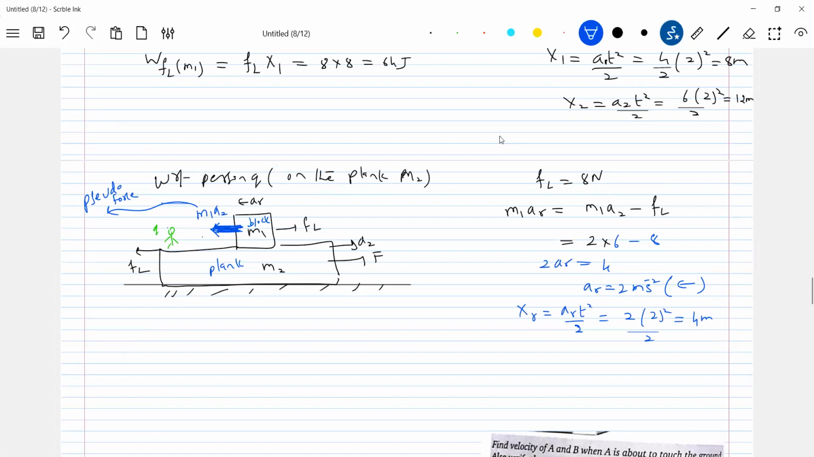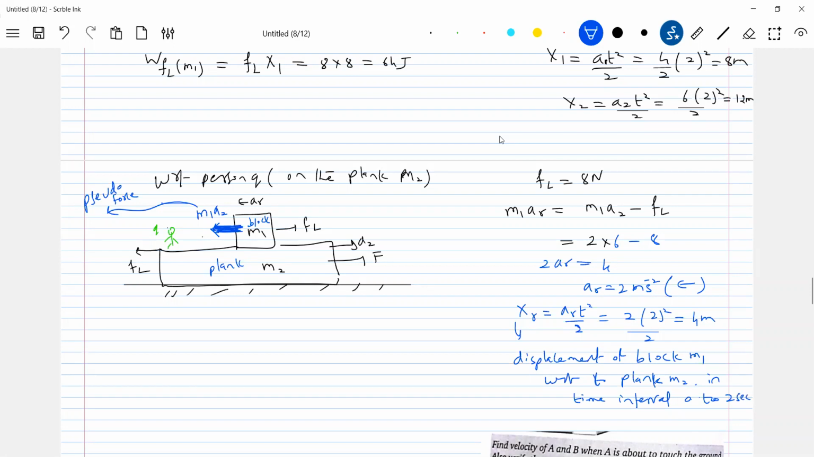So what should I call XR? Displacement of block M1 with respect to plank M2, in the time interval 0 to 2 seconds. Okay, got this.